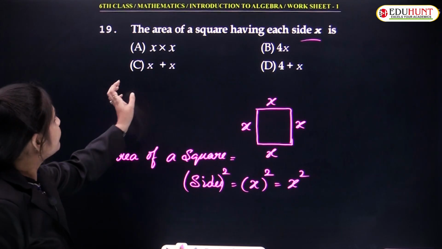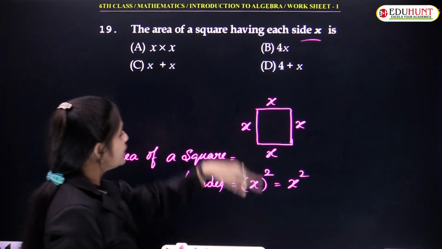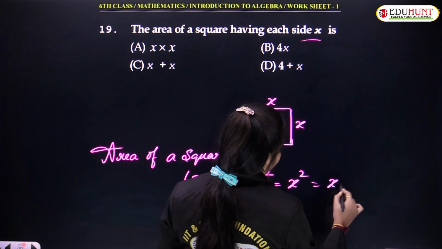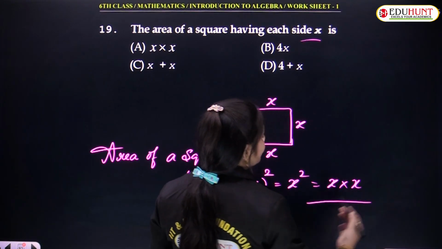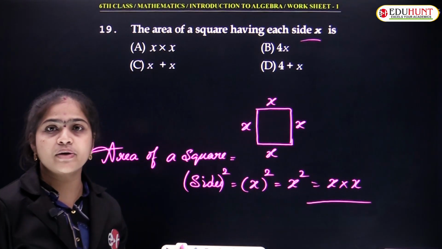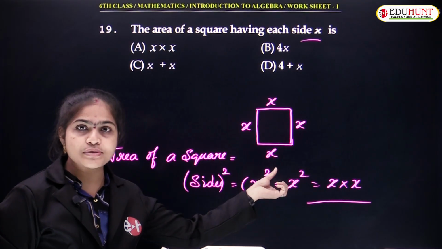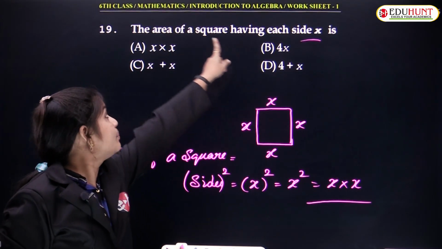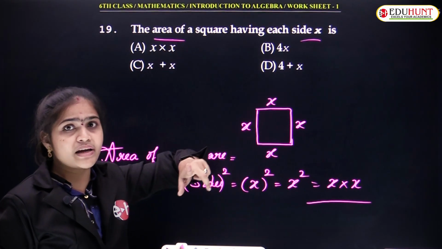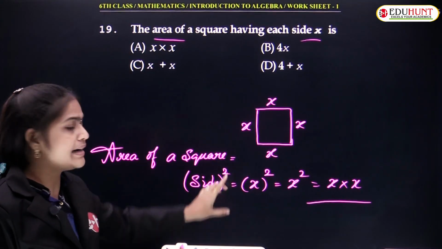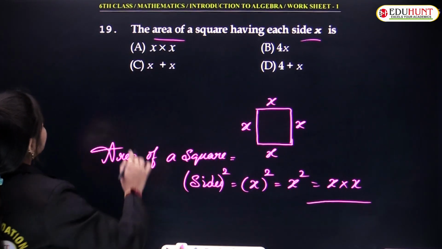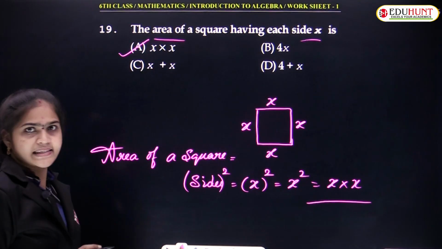Okay? Then here which one satisfies here? X into x. X into x is equal to x square. Okay, area of a square. For example, if they ask that perimeter of a square, it means 4 into side. That is 4x. But they're asking here area of a square. No, area of a square is side square, which is equal to x into x.